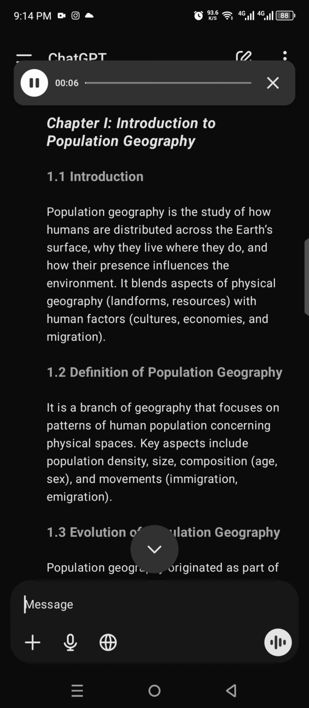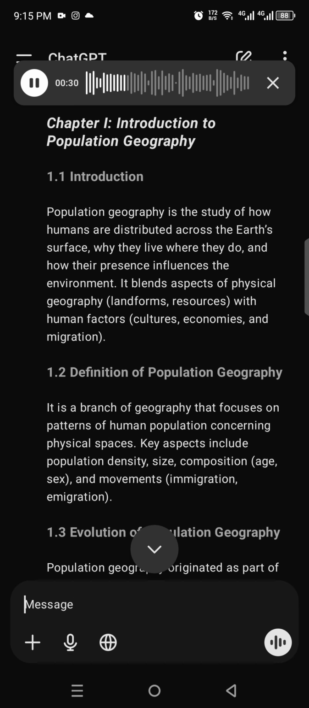Chapter 1, Introduction to Population Geography. 1.1 Introduction. Population geography is the study of how humans are distributed across the Earth's surface, why they live where they do, and how their presence influences the environment. It blends aspects of physical geography, landforms, resources, with human factors, cultures, economies, and migration.